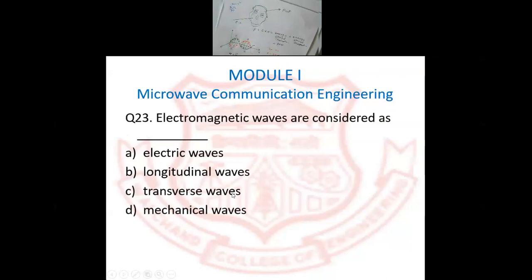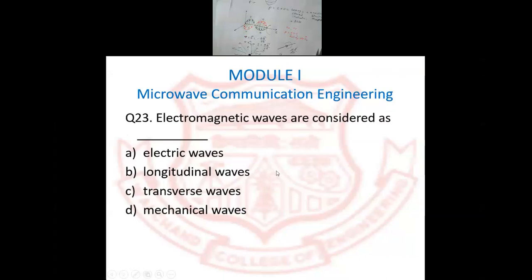Next is about electromagnetic waves. They are considered as what? Electric wave, longitudinal wave, transverse wave, or a mechanical wave. We have answered this already. That is electromagnetic wave. Already I have drawn it. If you see the figure, you'll get that answer. The answer is C.